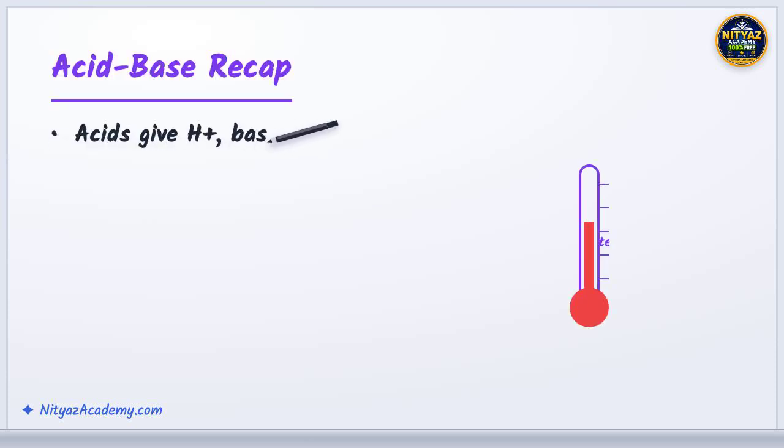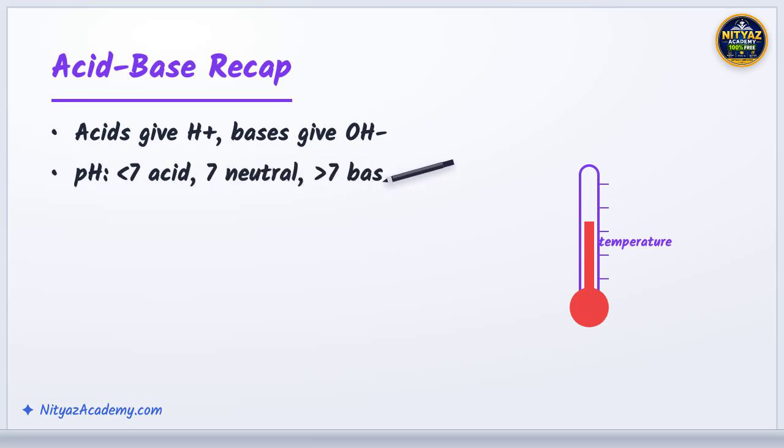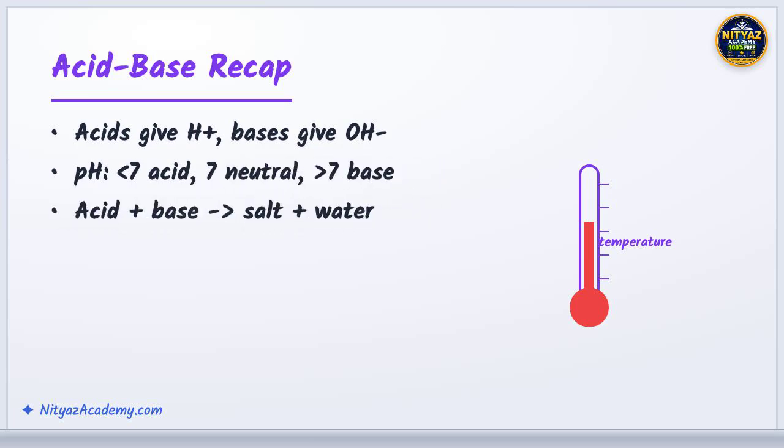Let's recap. Acids release hydrogen ions and bases release hydroxide ions. The pH scale, 0 to 14, tells us which is which, with 7 being neutral. When acids and bases mix, they neutralize into salt and water. From your stomach to the soil that feeds crops, this balance of acids and bases shapes life everywhere.